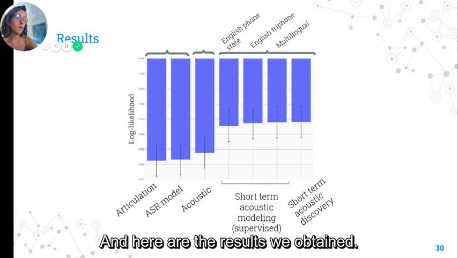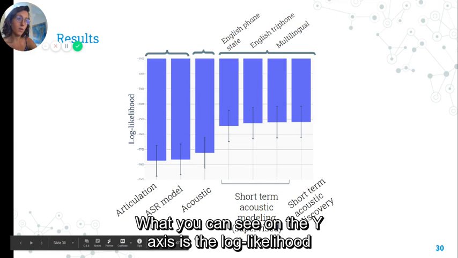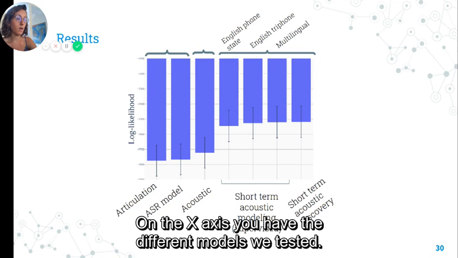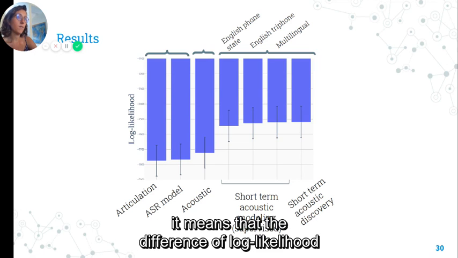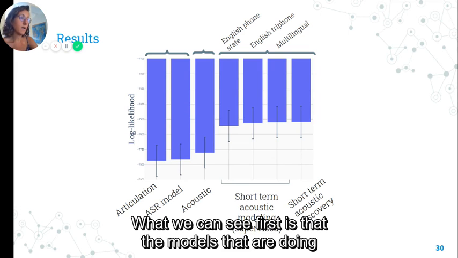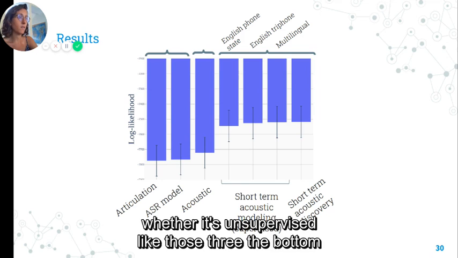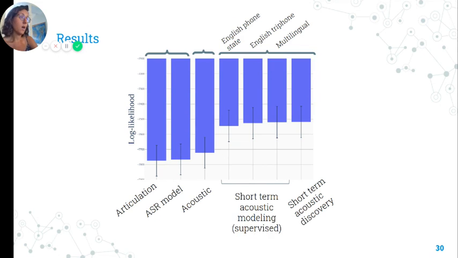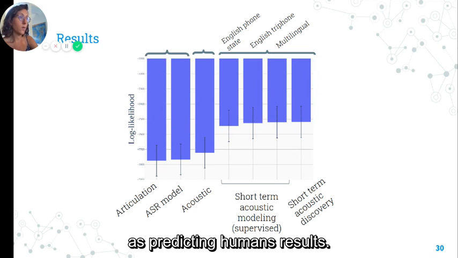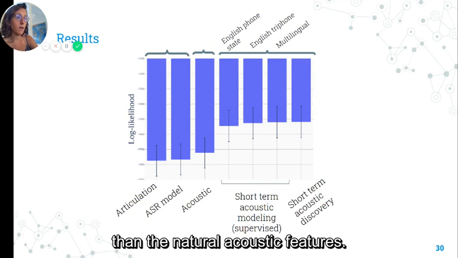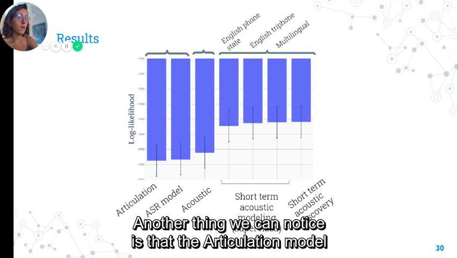And here are the results we obtain. On the y-axis is the log likelihood obtained, averaged over all the resamplings. On the x-axis, you have the different models we tested. If there is a bracket like this one, it means that the difference of log likelihood between the models is not significant. If there isn't one, it means that it's significant. What we can see first is that the models doing short-term acoustic modeling, whether supervised like those three bottleneck models, or unsupervised like this one, are doing pretty well at predicting human results. So their representational space is quite close to the human perceptual space, or at least they're doing better than the raw acoustic features.